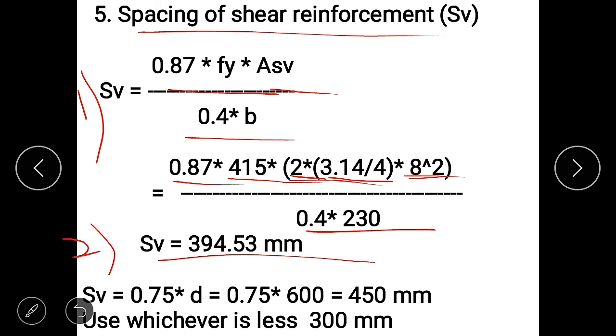Second formula is 0.75 into D. Our effective depth is 600. So 0.75 into 600, that is 450 mm. Okay, so from these two, the first value is 394 and the second value is 450. These two values are greater than 300. So we use 300, because our IS code does not permit providing a value greater than 300. So we provide a spacing of 300 mm.